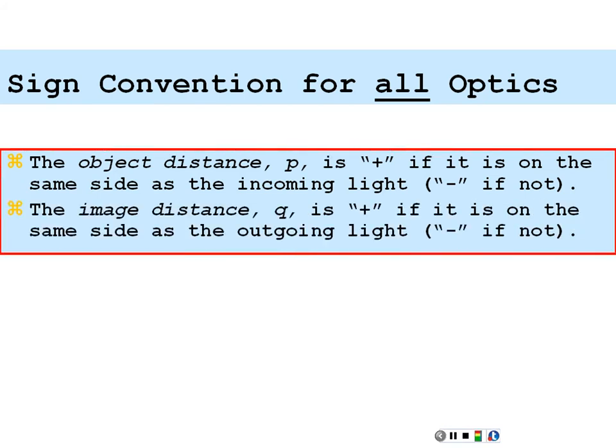And the image distance, Q, is going to be positive if it is on the same side as the outgoing light. Negative if it's not. So it's a very simple convention, but it's something that we can apply to all the optics we're going to look at in this chapter, geometric optics. So not just mirrors. Keep this in mind, and it'll make the optics much easier to deal with, especially the equations. So P is positive if it's on the side of the incoming ray of light. Q, the image distance, is positive if it's on the side of the outgoing ray of light.